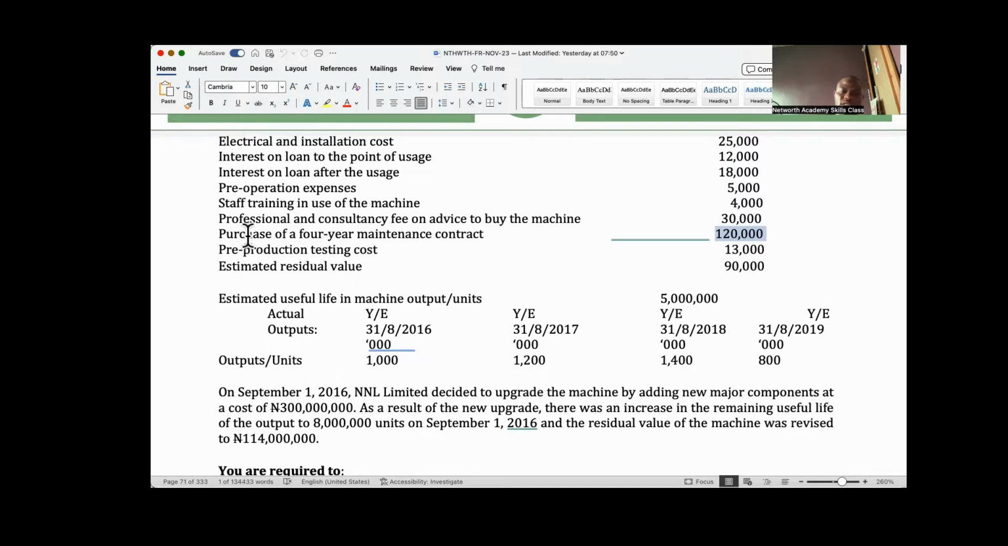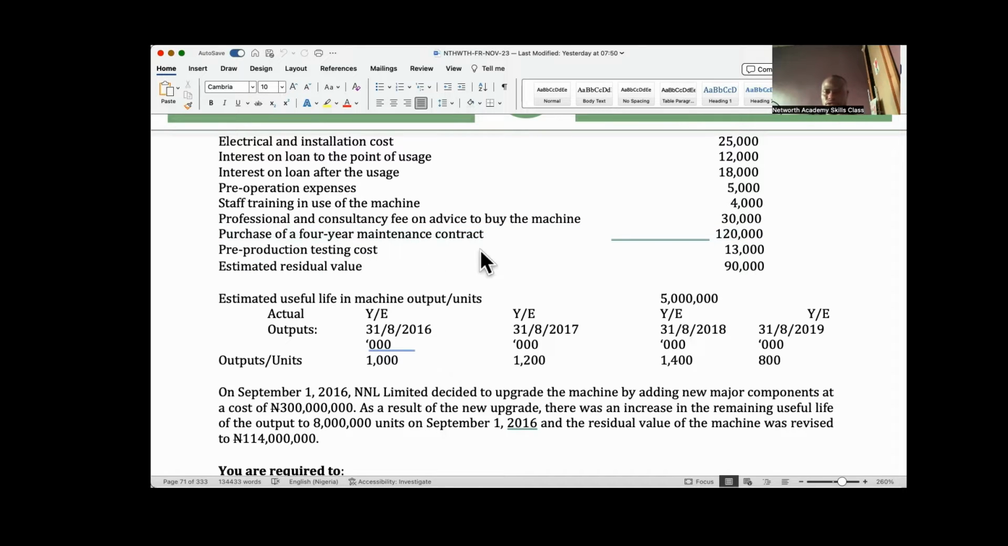It's a 4 years maintenance contract. So we just do 120,000 divided by 4. That's 30,000 each over 4 years. The next one is pre-production testing cost of 13,000. Capitalizing or expensing? Capitalized. That's correct.